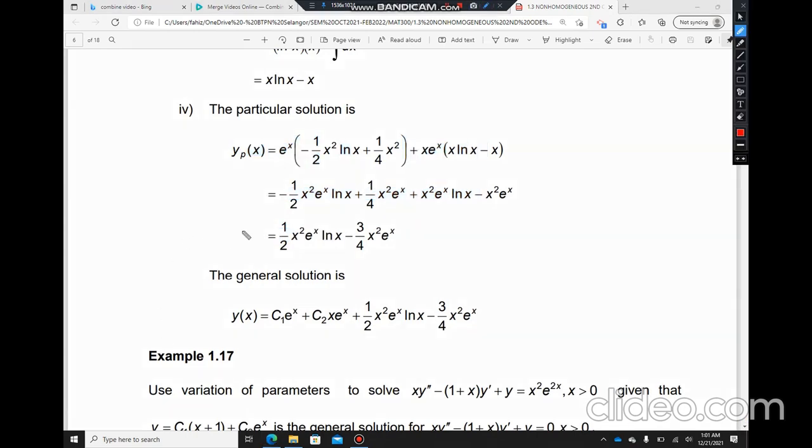Okay, so this one is y1 yang tadi, and then this one is u1, then plus this one y2 u2. Okay, so this is your yp, which is the particular solution. So the general solution y(x) equals c1 e^x plus c2 x e^x. Yang ni kita dapat daripada yc, and then this one from yp. So yang ni lah cara untuk kita gunakan variation of parameters.